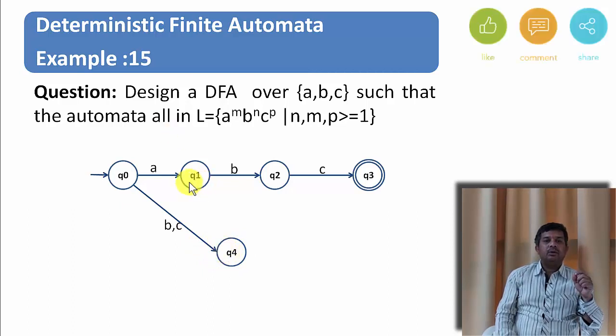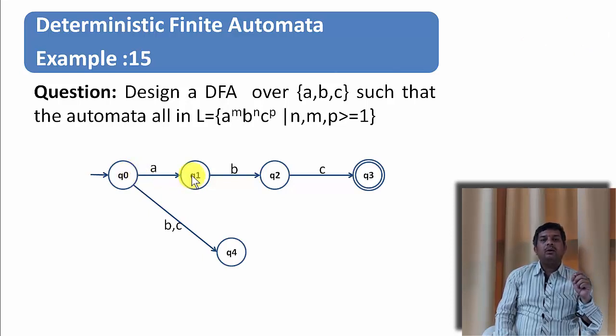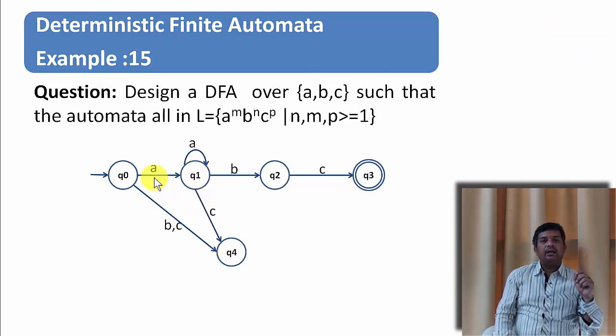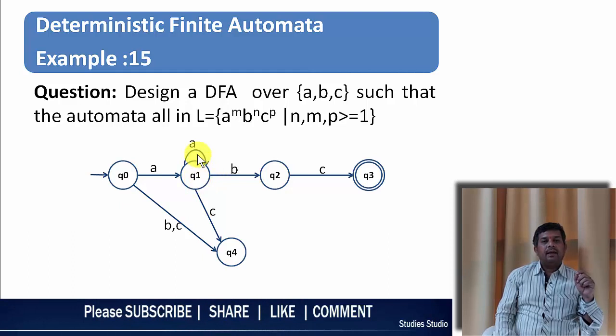Now let us discuss about Q1. As you are in Q1, you have accepted 1 A and on B you are going to Q2. So A and C are missing. Any number of A you can give before this B, so we can put a self loop here. And on C, it's supposed to come to a dead state. Because after A, you cannot have C. You can always have B. On Q0, we have discussed A, B and C.